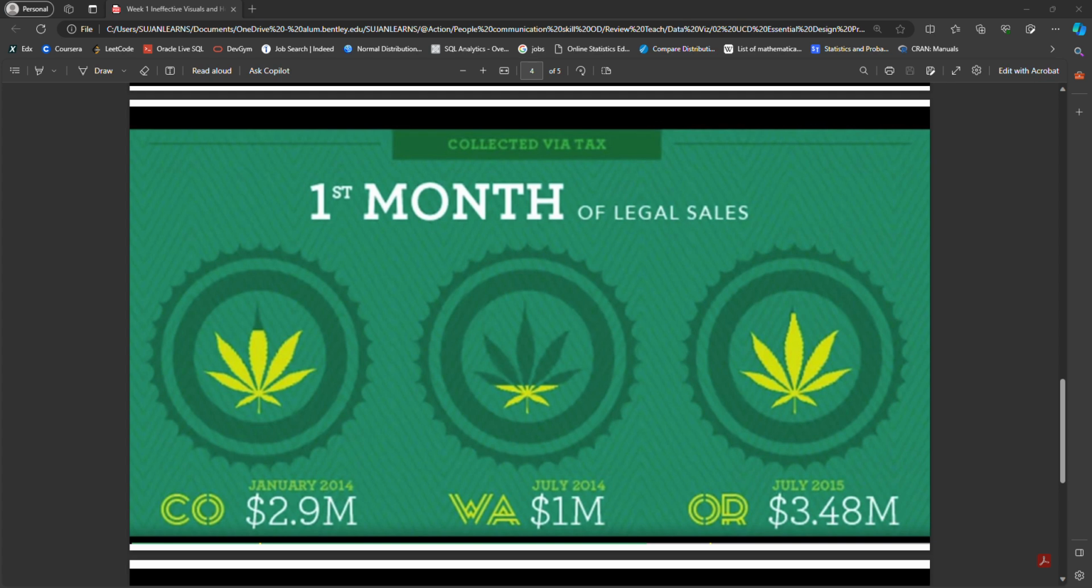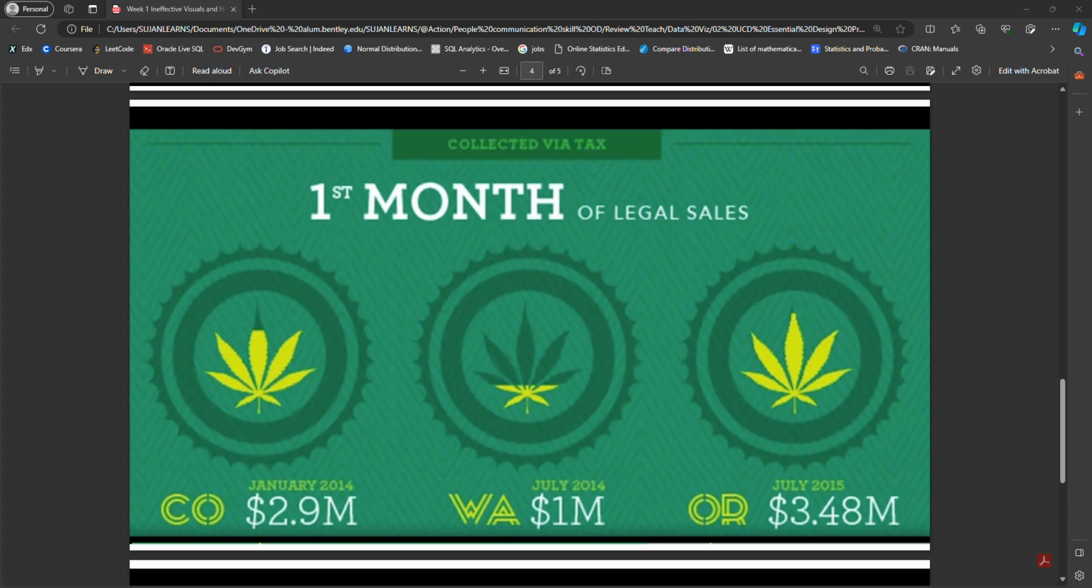Second is that the population of each state is quite different. And because of this, it is not fair to compare the revenue, because some states that have a higher population will obviously get more revenue than some states that have a lower population. Therefore, it is not fair to compare that in a bar graph.